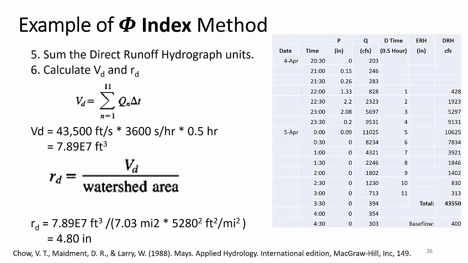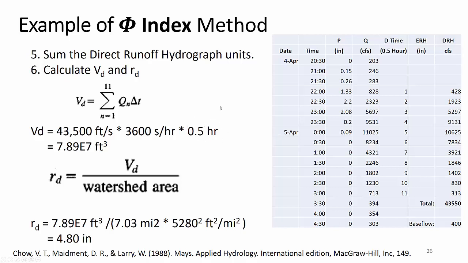So again, back to the phi method. You sum the direct runoff hydrograph units. We've subtracted 400 from all of the Qs we've observed for those areas above that. And that gives us 43,550 cubic feet of water as direct runoff hydrograph units. Now that happens to be 11 increments, so M equals 11 here. For every increment, we're looking at a half-hour increment, 2230 to 2300, 2300 to 2330. So delta T equals half an hour.